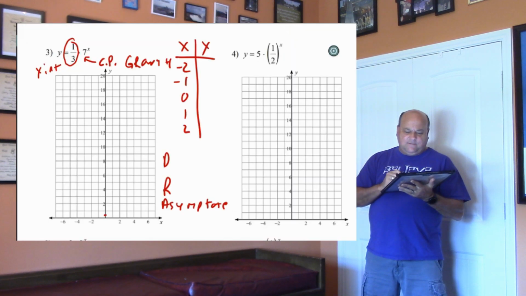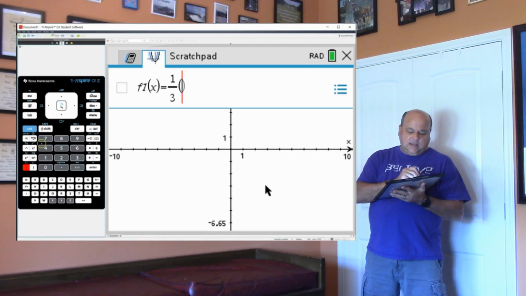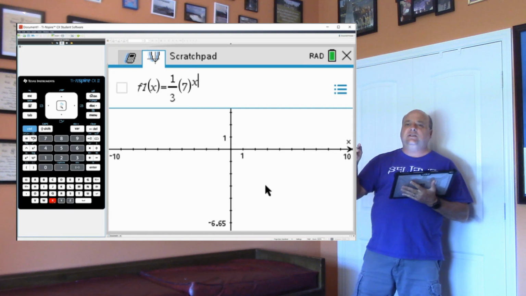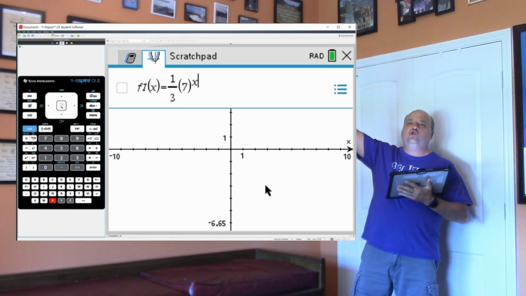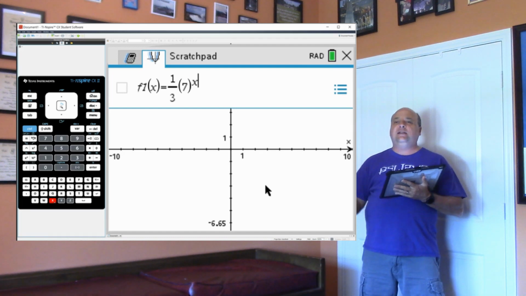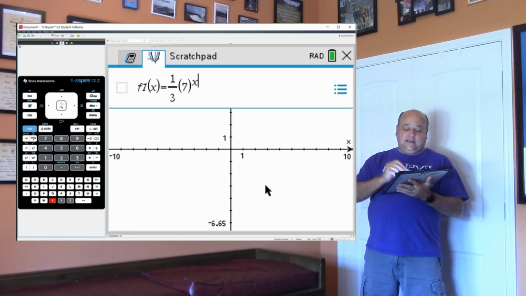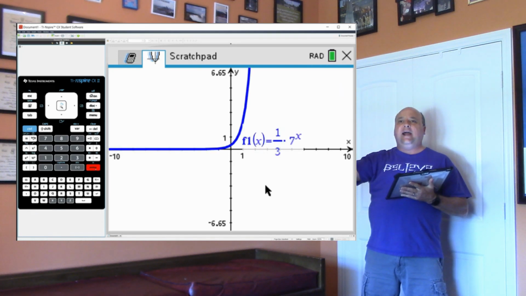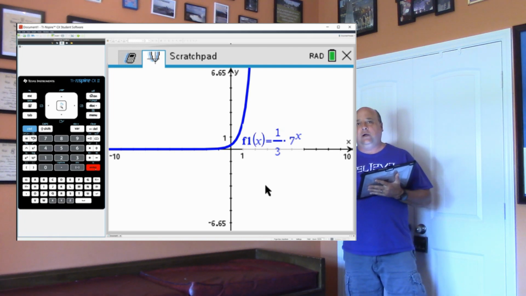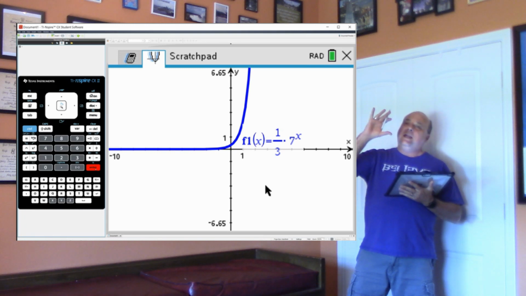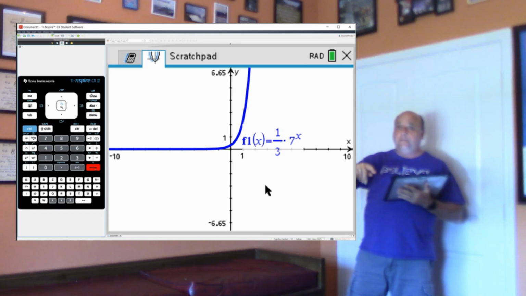And we had 7. So 7. This is going to get bigger quicker. And then x to the x power. This is going to cross the y-axis at 1/3 and quickly go straight up, because the common product is 7. You're going to be multiplying every time by 7. There's going to be a lot of decimals in here because 1/3 is 0.3333. Notice that the asymptote is still the x-axis. Your asymptote will almost always be the x-axis unless you have a picture where it's shifted up or down.